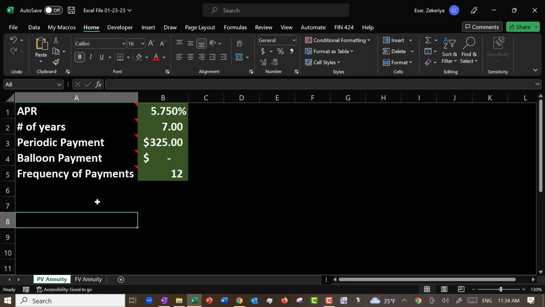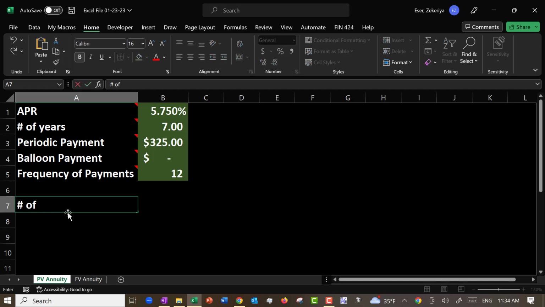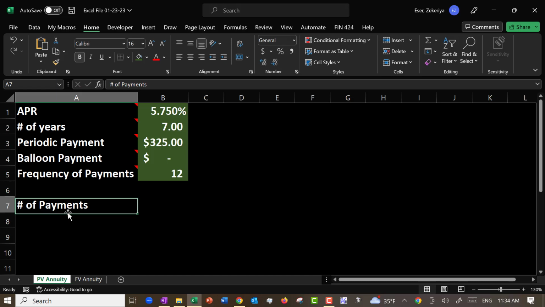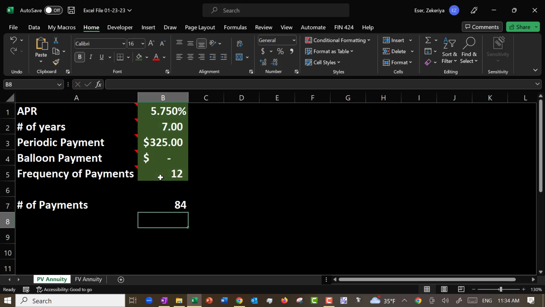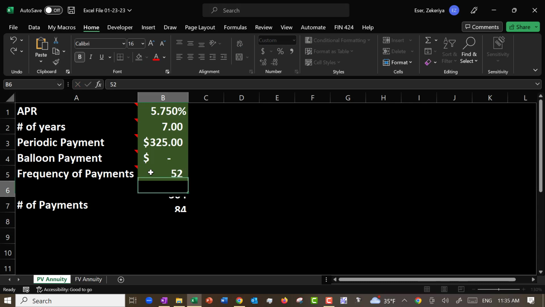Now, these are all the inputs I need, but for calculations, I'm going to need 2 intermediate numbers. Number of payments. Now, that's number of years times frequency of payments. So 7-year monthly requires 84 payments. 7 years weekly, 364, and so on.